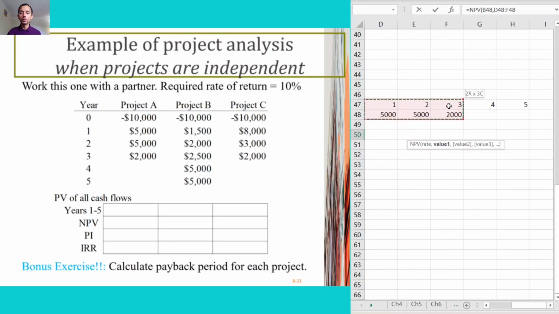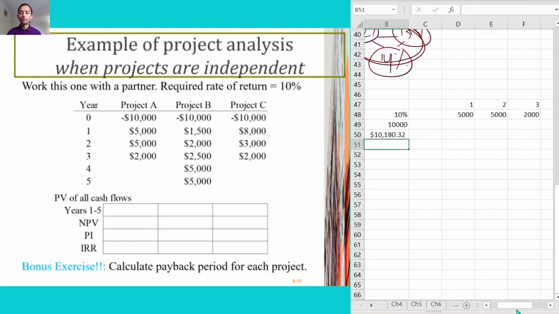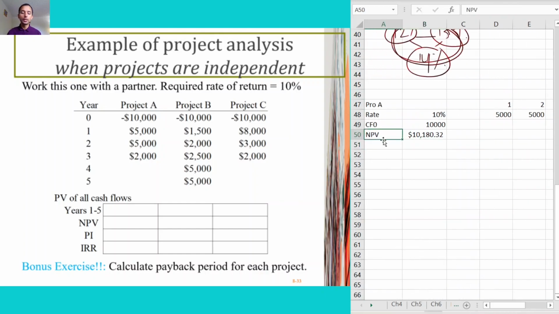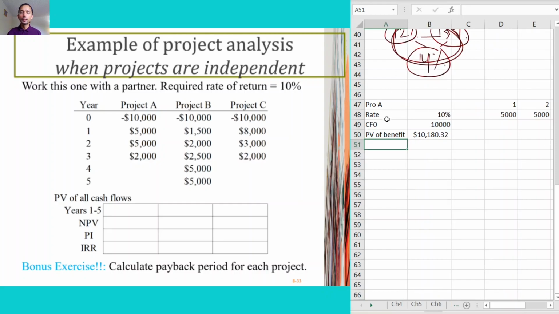These are all our values, only up to year 3 for project A. Enter, right? So this is not NPV, actually, this is PV, PV of benefits. That's what it is, right? Present value of benefit. Now NPV equals present value of benefit minus cost, right? All of you with me so far? So NPV is present value of benefit minus the cost. Enter. So that's $180.32. That's NPV.